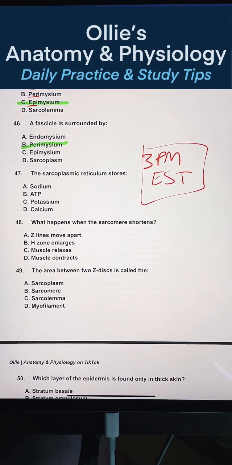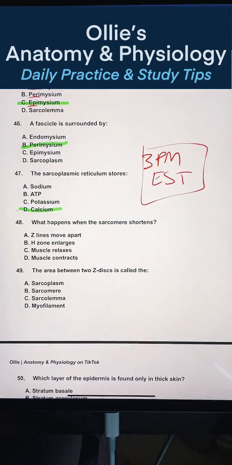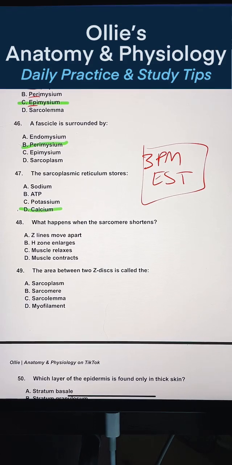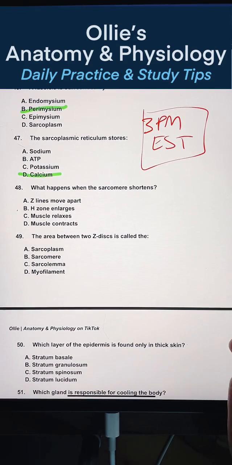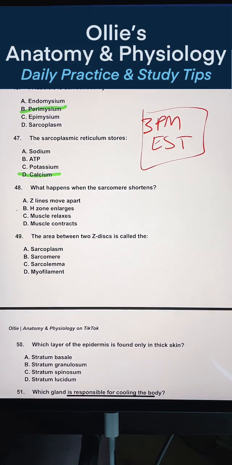Number 47, and I'll look back at some comments and answer those again as well. The sarcoplasmic reticulum stores calcium. It stores calcium. The SR, our sarcoplasmic reticulum, releases calcium to trigger a muscle contraction, and we can cover the muscle contraction a little bit here. Number 48, what happens when the sarcomere shortens? What shortens it? A, B, C, or D?